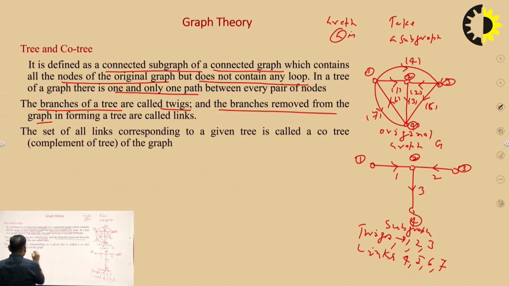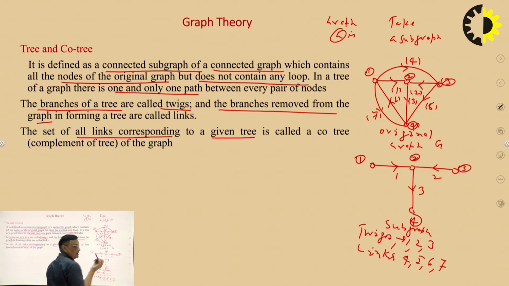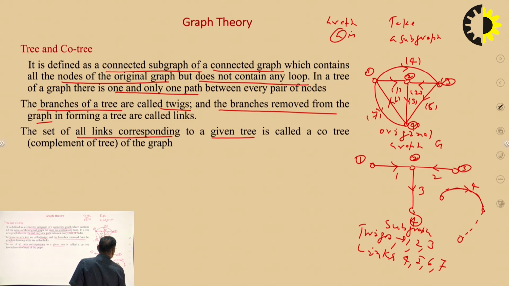Then the set of all links corresponding to a given tree is called a cotree. For this particular graph, we can draw a tree and we can draw a cotree. So what is a cotree? The remaining branches. These are your four links, and links are basically drawn as dotted lines. This is your 7, this is your 6, this is your 4, and this is your 5. So this is the cotree.